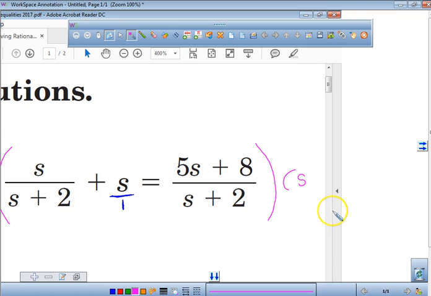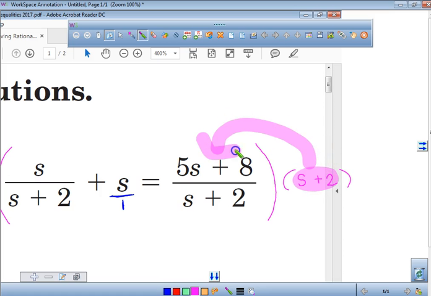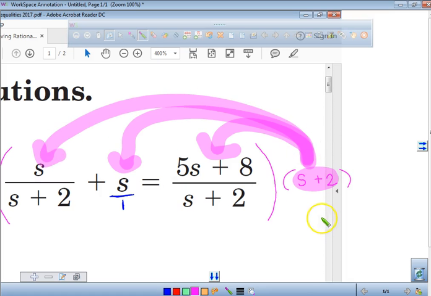Is that pretty good there? S there, Bailey? Good. Plus 2. Oh, that's cool. Parentheses. There we go. So what you're going to do is you're going to take this right here, and you are going to distribute it to every single value that's in the numerator.